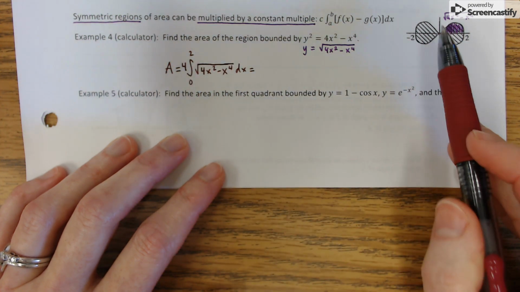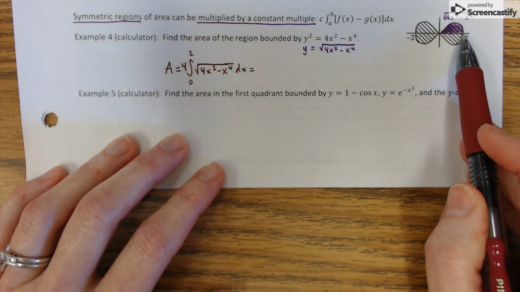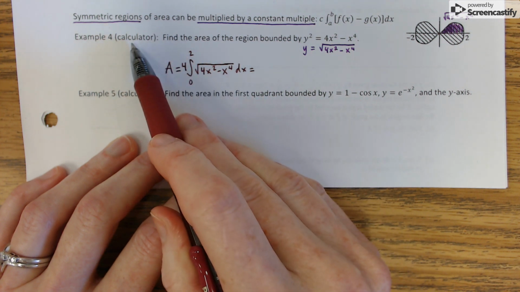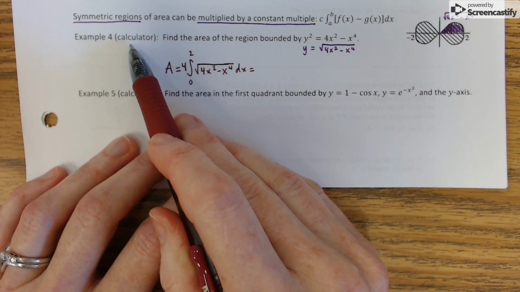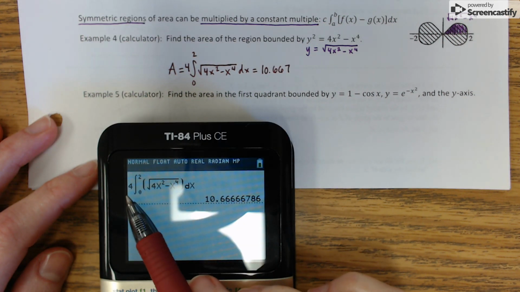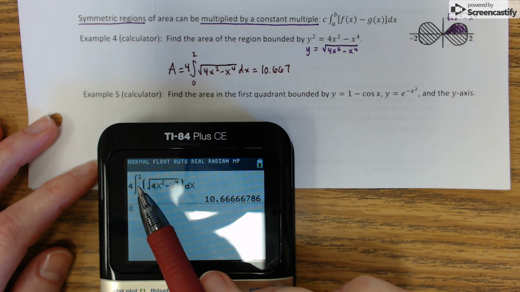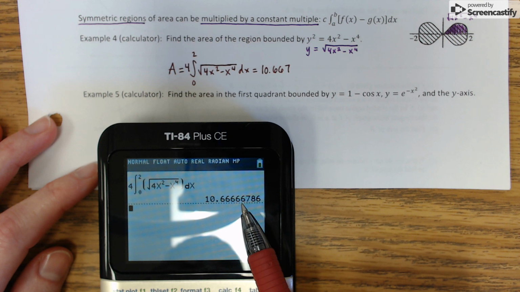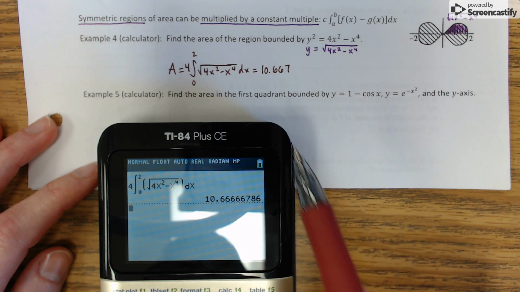I see that my x-interval is from 0 to 2 of that positive square root function. And since this is a calculator question, I'll go ahead and set that up in my Math 9. Notice I put the 4 in right at first, and you can follow that directly with the Math 9 function to get your integral. And the final answer would be 10.667 if you round to 3 decimal places.